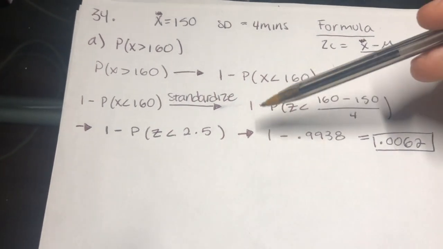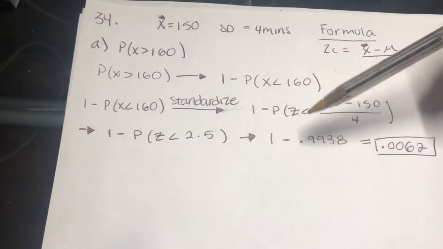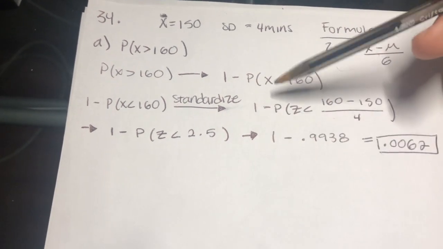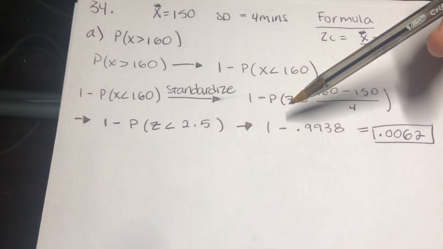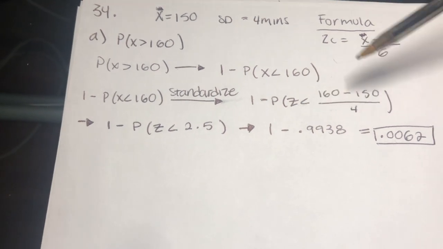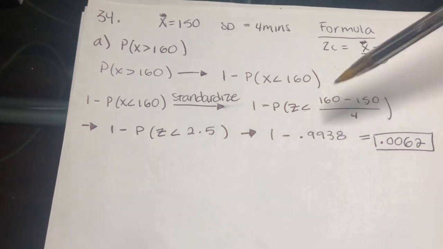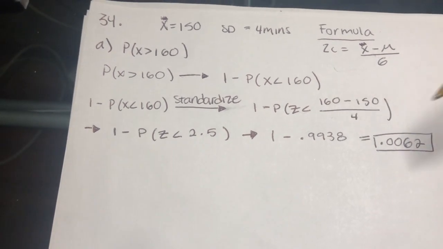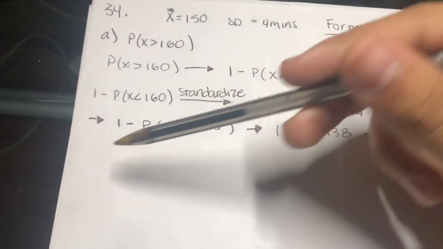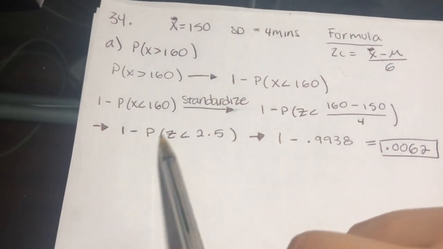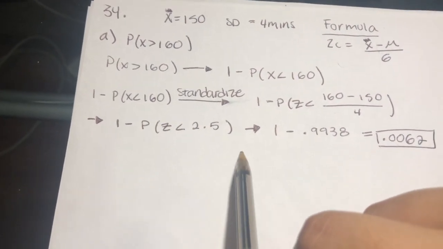So we have this already, and then we proceed to standardize using this formula. So we have 1 minus the probability of z, which changes. It was x before, but since we're standardizing, it's going to be changed to z. So we have now the probability that z is less than 160 minus 150 divided by 4. This will give us 1 minus the probability that z is less than 2.5.